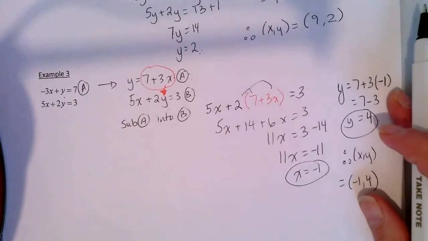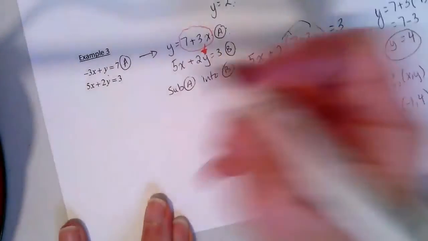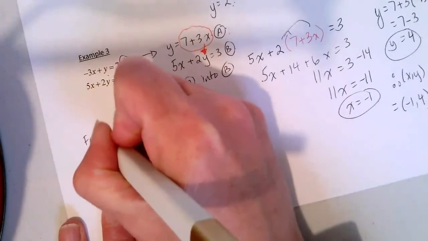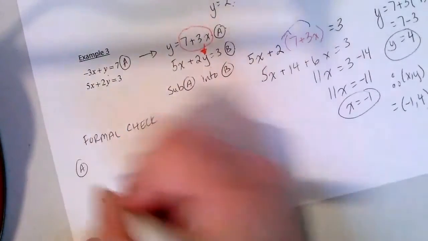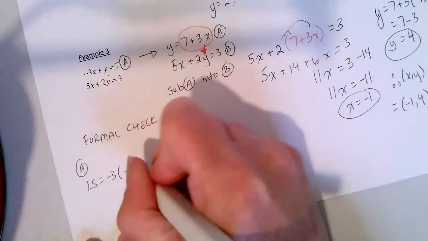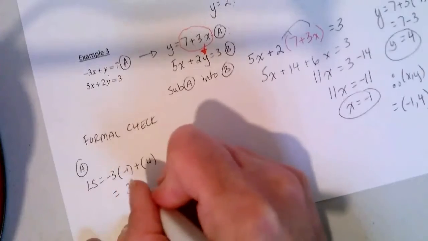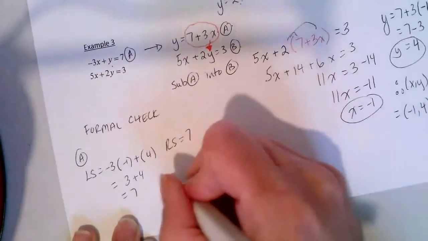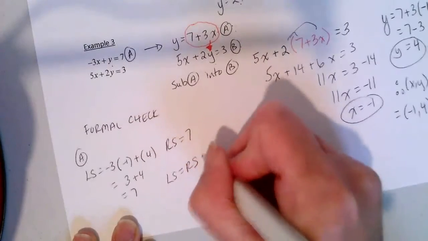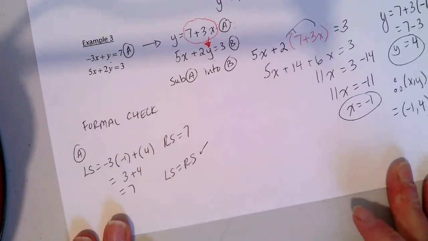Now, in this case, I would go and do a formal check. So we're going to do a formal check in both. So for A, the left side is -x plus y. I'm going to replace x with -1, and our y value is 4. So a negative times a negative is a positive. And when you add those together, you get 7. So the left side equals the right side. So we have verified that (-1, 4) is a point on line A.